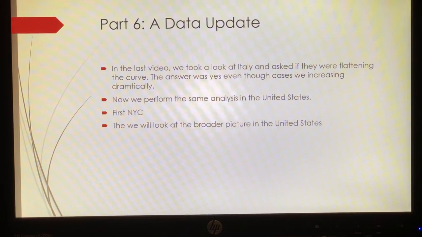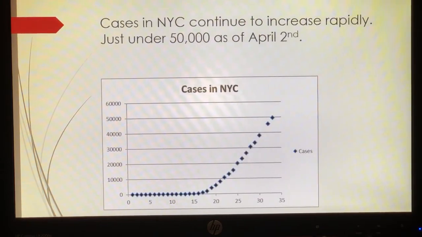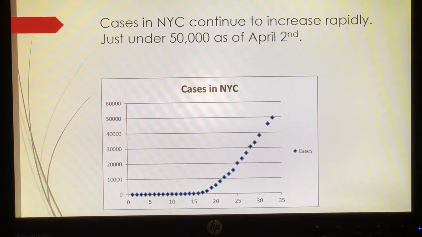And what I'm going to do today is essentially the same thing, except I'm going to perform the analysis in the US. First, we're going to take a micro level view at New York City, and then we'll broaden the picture out to all of the US. So what we have here are the cases in New York City. And you can see that there have been what look like some pretty dramatic increases. They are pretty dramatic increases. And as of April 2nd, we have just under 50,000 cases in New York City.